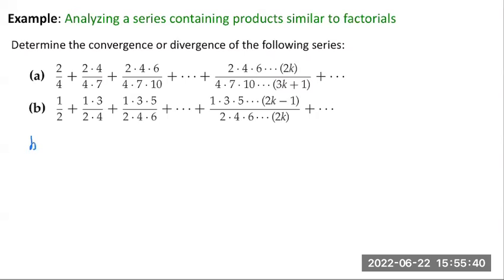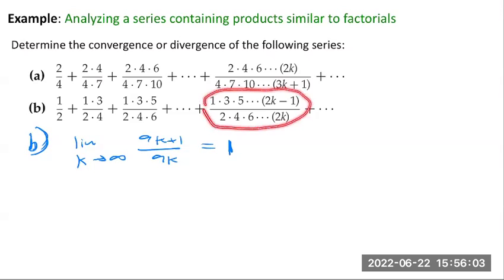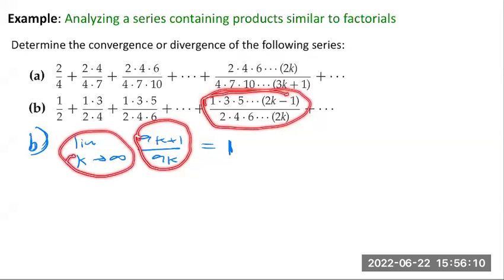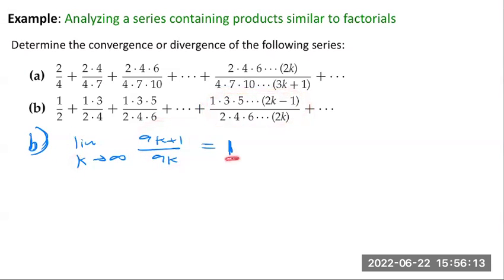Okay, let's do part B now. In part B, I want you to verify that the limit as k goes to infinity of a_{k+1} over a_k is equal to 1. It is not hard to justify that. This is of course the kth term a_k, and then you find this ratio a_{k+1} divided by a_k, and then you take the limit just like we did in the previous part, and you should be able to show that it is 1. That means rho is equal to 1.